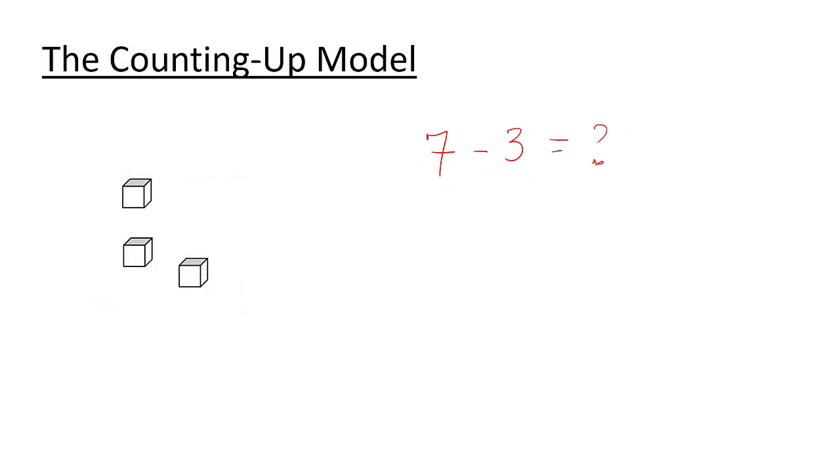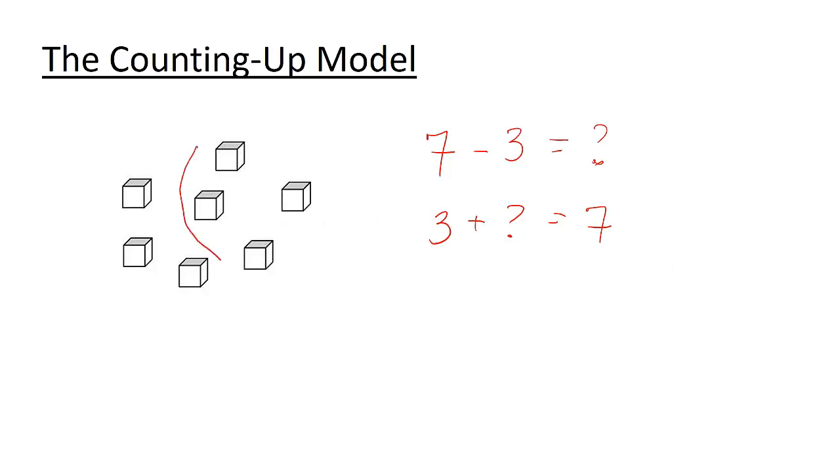In the missing addend, or counting up, model, we convert the subtraction statement into an addition statement. In our case, if we wanted to find the difference of 7 take away 3, we could instead ask 3 plus what number is equal to 7. And then from here, we start with 3 objects, and we count up until we reach the number 7. 4, 5, 6, 7. So we had to add 4 objects to get to 7, and that solves our original subtraction question.